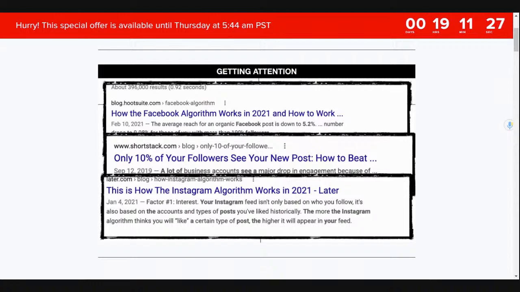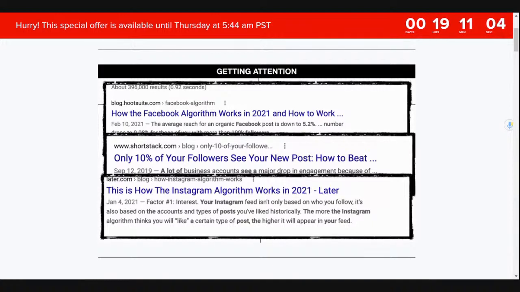All right. And then here's another point. This is a little more recent. So you notice that second screenshot was from 2019. Here's one from 2021. It says your Instagram feed isn't only based on who you follow. It's also based on the accounts and types of posts you liked historically. The more the Instagram algorithm thinks you will like a certain type of post, the higher it will appear in your feed.